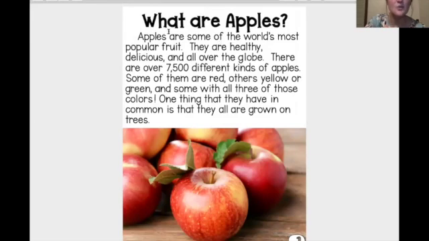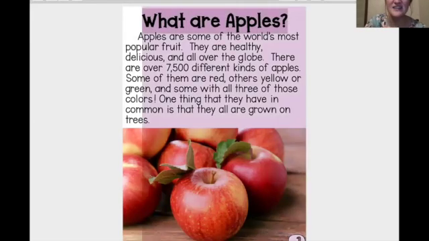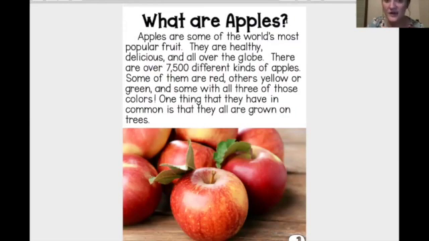Okay, it says, what are apples? You notice that's the top of our book. It's not the title of our book, it's just the name of the chapter that we talked about. It says, apples are some of the world's most popular fruit. They are healthy, delicious, and all over the globe. There are over 7,500 different kinds of apples. Some of them are red, others are yellow or green, and some with all 3 of those colors. One thing that they have in common is that they are all grown on trees. They're all grown on trees.